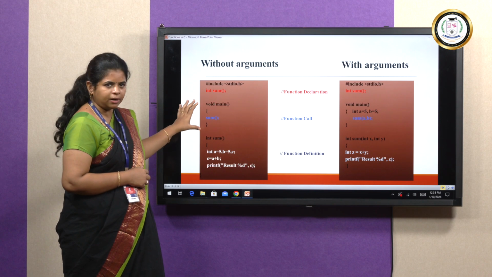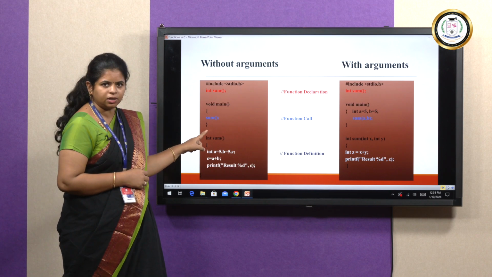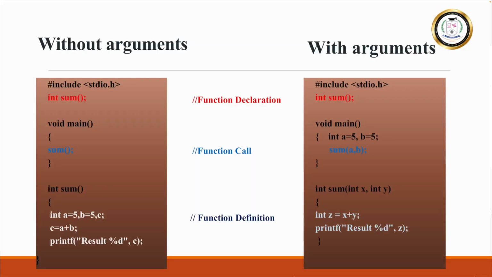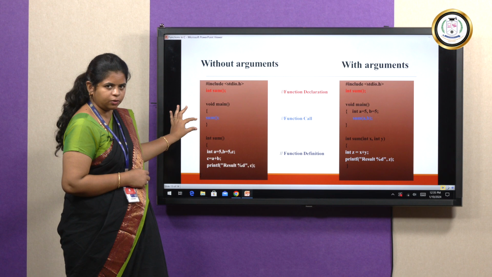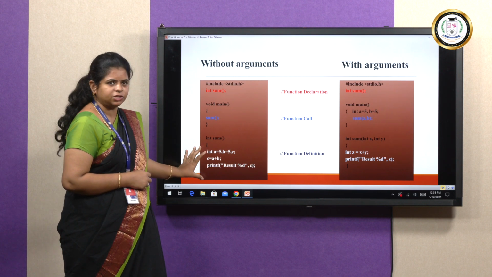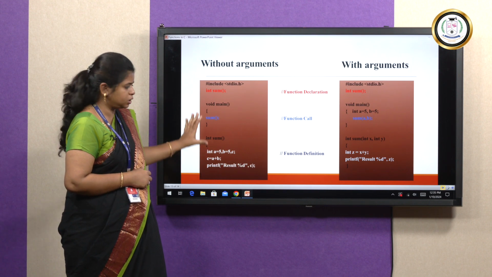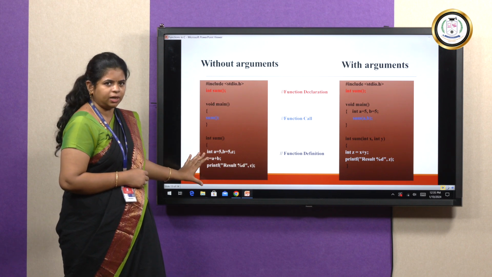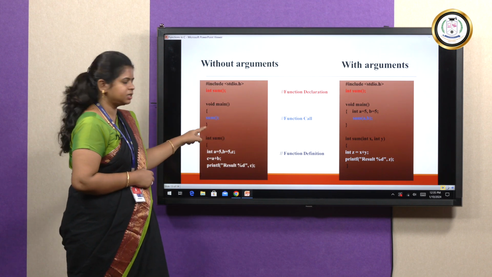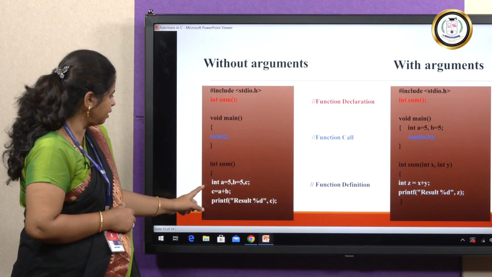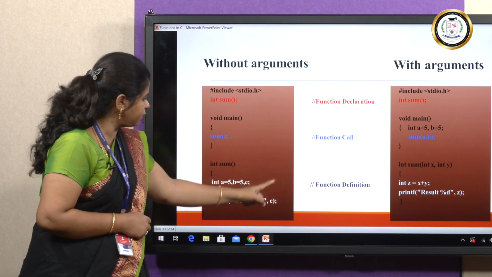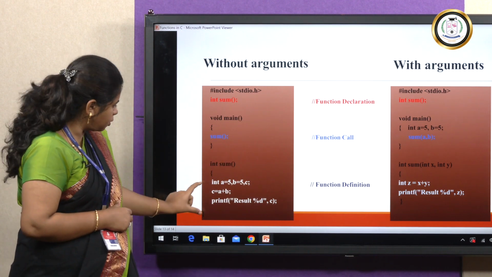Next, inside the main, you are just going to make a call to the function. By seeing this, the compiler will give the control to the function block. This is your function call, where you are making a call to a function, and this is your function definition, where you are defining the function. This block will be executed, then the control will be given back to this particular code.